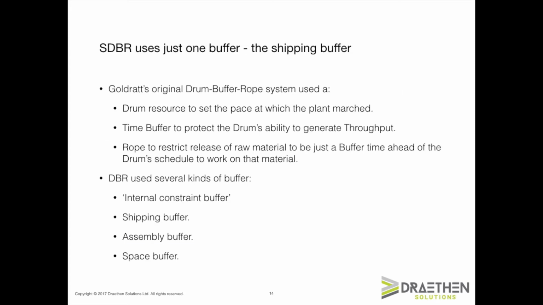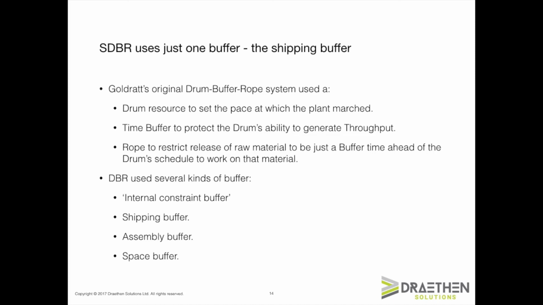Goldratt's original DBR method had 4 main elements to it: the drum, the buffer, the rope, and buffer management. I'll describe the first 3 here as they are directly relevant to what we are discussing. Firstly, DBR nominated one resource, usually a bottleneck or at least a CCR, as the drum. The drum acted as a focusing and synchronizing point for the whole plant. To follow the analogy, the drum beat the pace at which the whole plant marched.